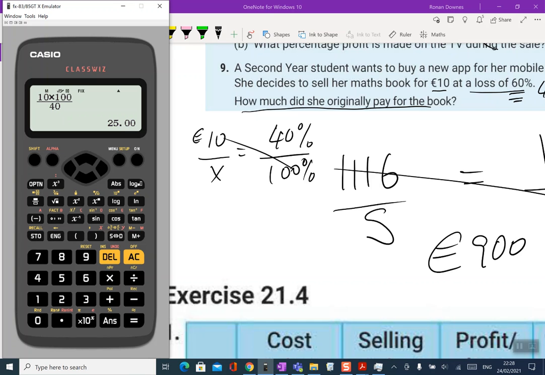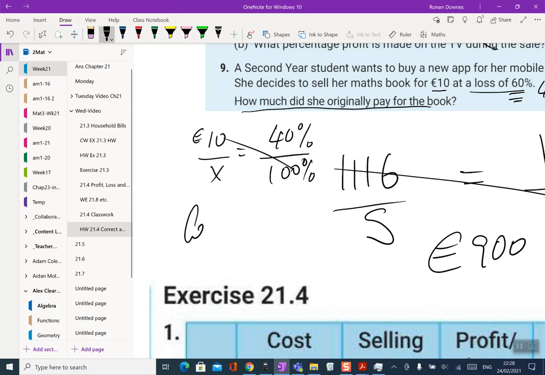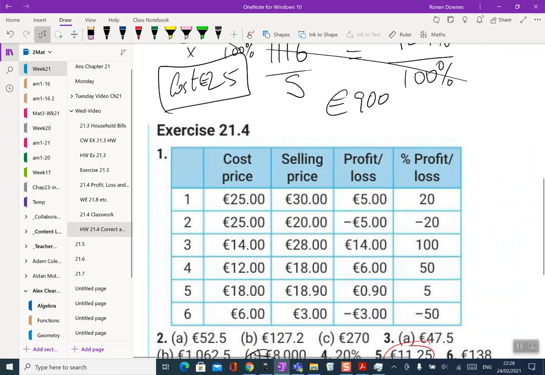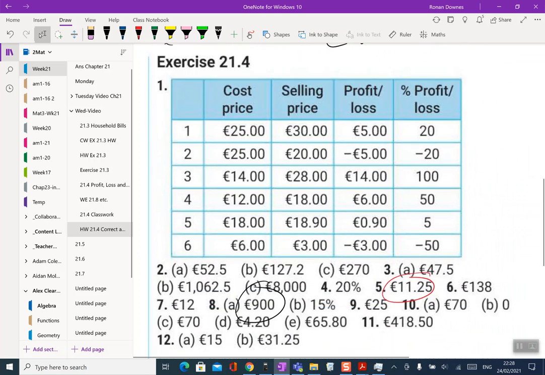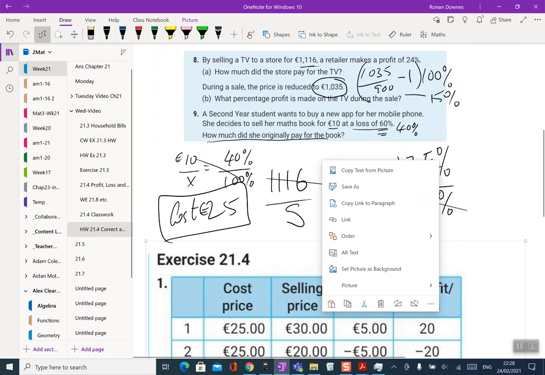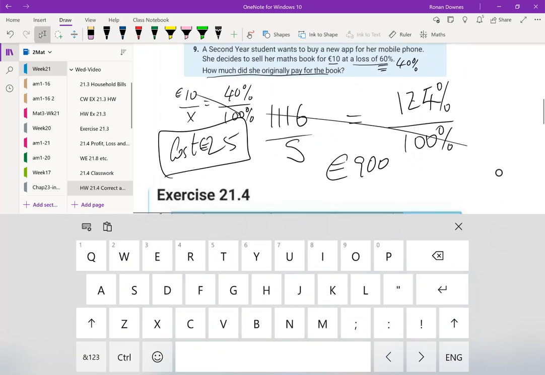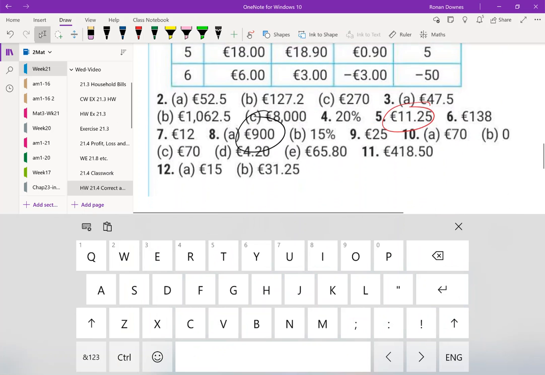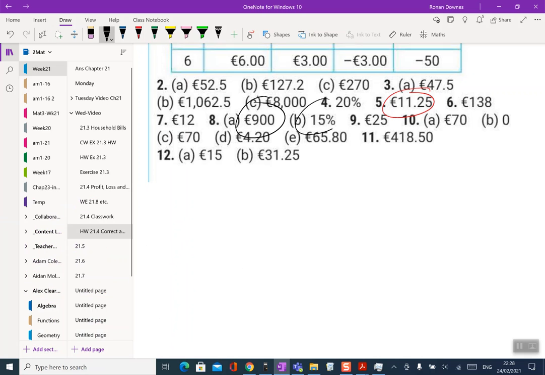And think, what am I talking about here? I'm talking about it cost 25 and she sold for 10, making a loss. Are the answers? Yeah. So we had 15% on 8 and €25 on 9. Okay, I'll stop the video, put it up on YouTube.